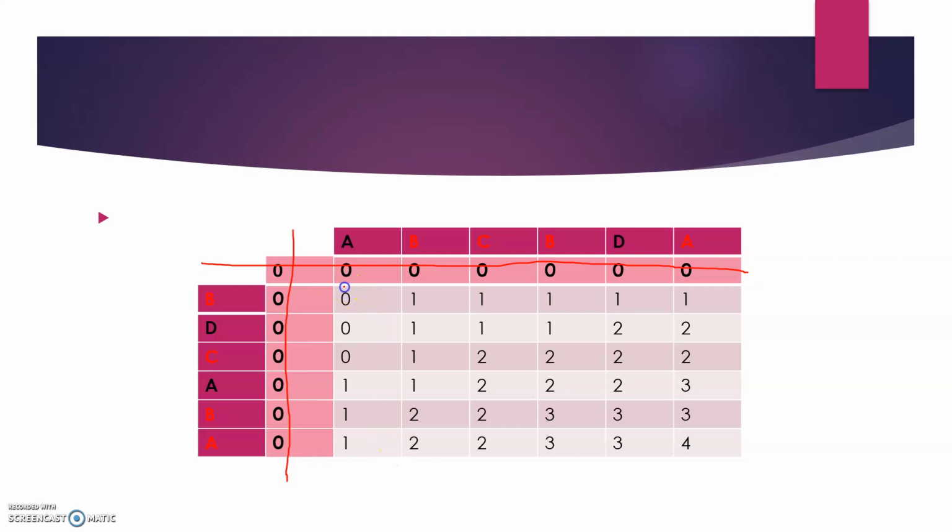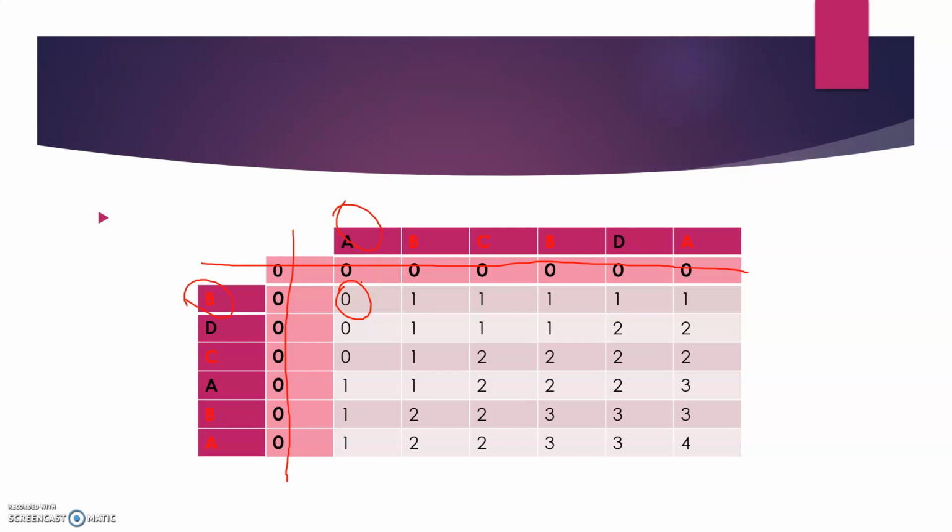Now to compute this first element, we have to compare this character with this character. In this case, it is no match. If there is no match, we have to take it from either the top element or the previous element. The maximum of these two can be considered. Here both are equal, so any one can be considered. So we are considering the zero from the top, so it is going to be 0.